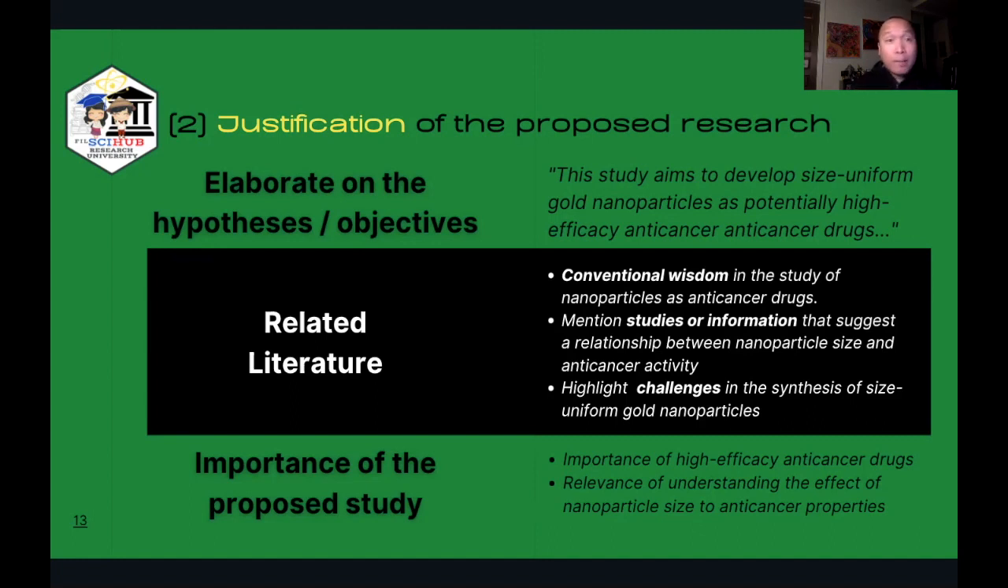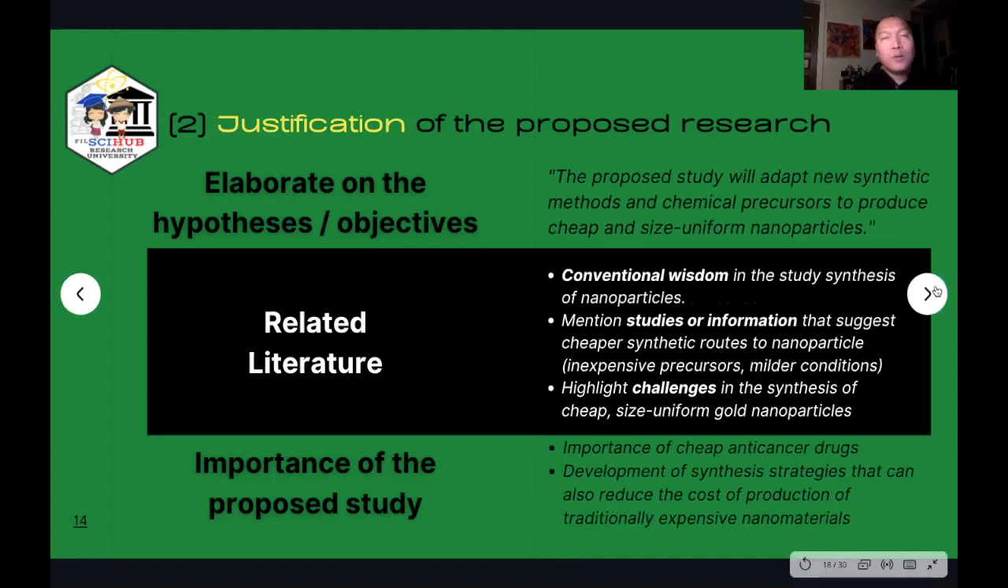And then again, the second example, the second objective of our gold nanoparticle case study, is that in addition to making size uniform nanoparticles, we have to be able to produce them in a cost-effective manner. So when I say cost-effective, we have to make these materials cheap. So again, we start the justification by elaborating on the hypothesis or the objective. So we say the proposed study will adapt new synthetic methods and chemical precursors to produce cheap and uniform nanoparticles.